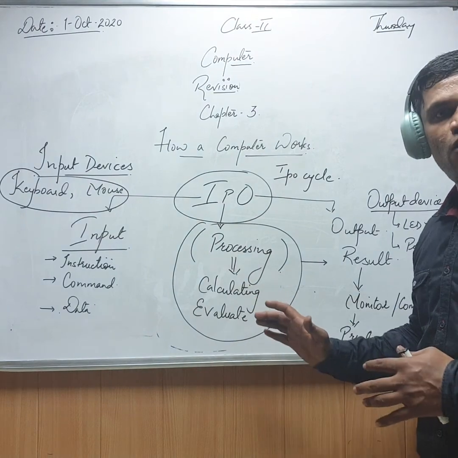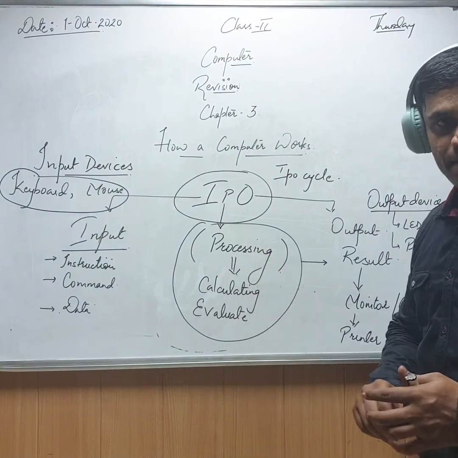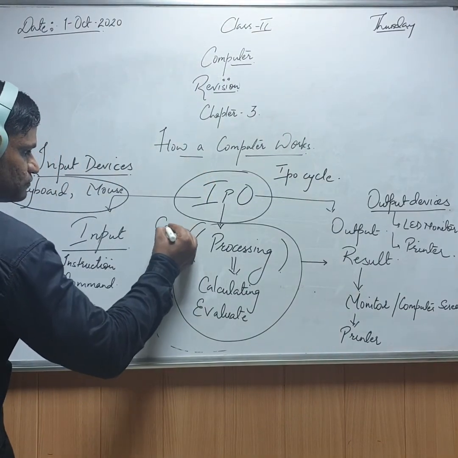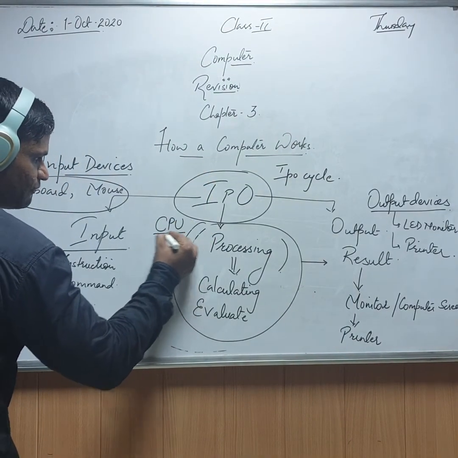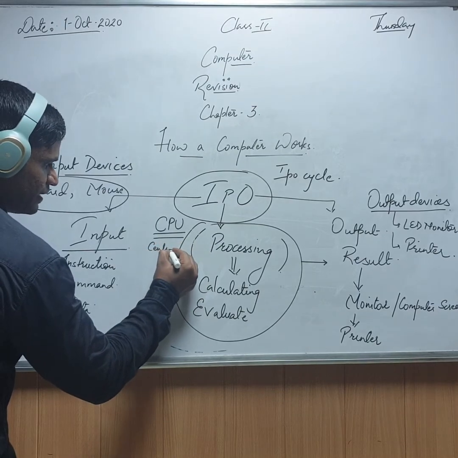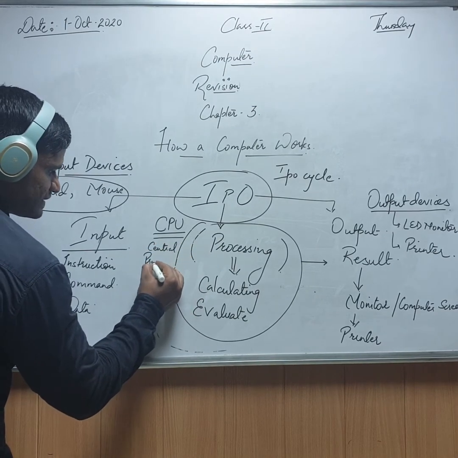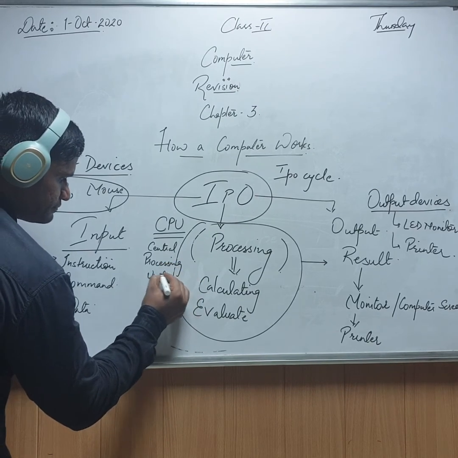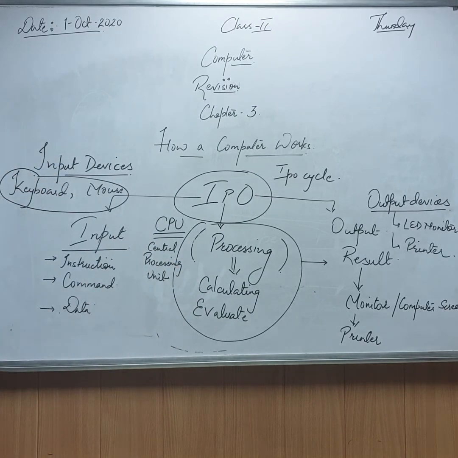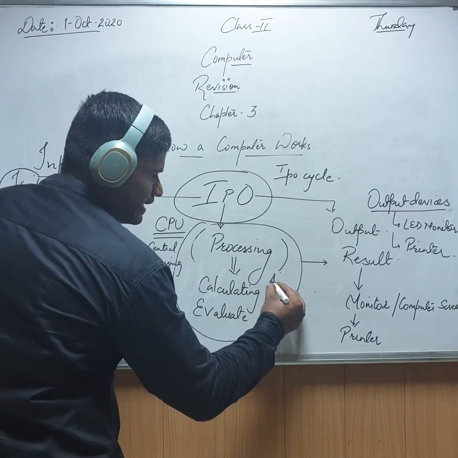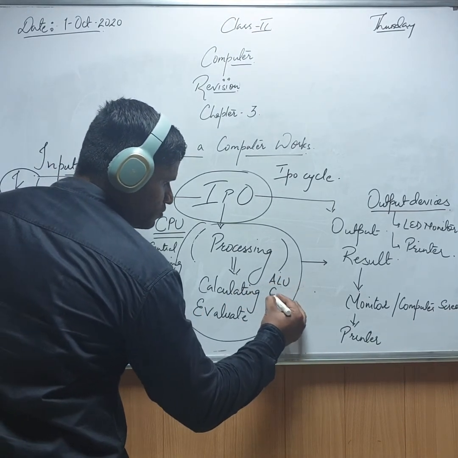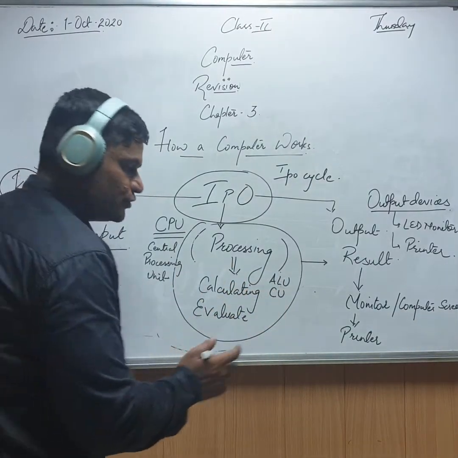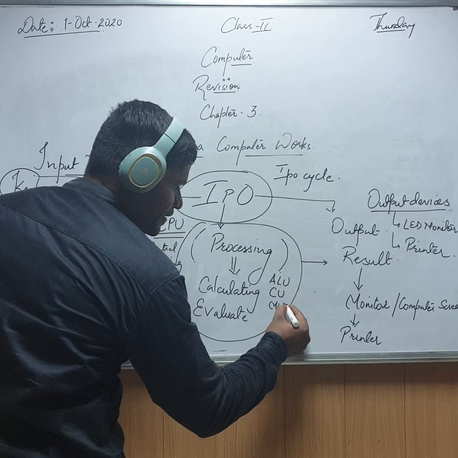The next step of the task is processing. The processing is done by CPU. Full form is Central Processing Unit, which consists of ALU, that is Arithmetic Logical Unit, Control Unit, and Memory Unit.